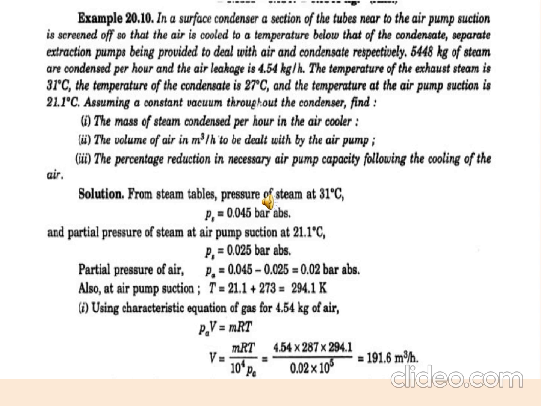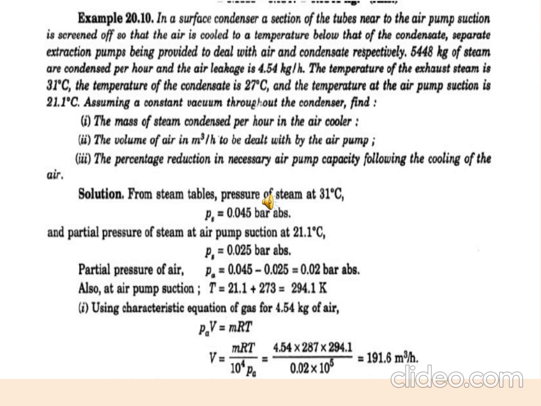So for that, first one we have to take: our exhaust steam temperature is 31 degree centigrade. From the steam table we have to find out the pressure. So from the steam table, for 31 degree temperature, pressure is 0.045 bar, which is our absolute pressure. Okay, then partial pressure for 21.1 degree centigrade is 0.025 bar. That you can also find from our steam table. Okay, so partial pressure of air PA equals 0.045 minus 0.025, which is 0.02 bar.